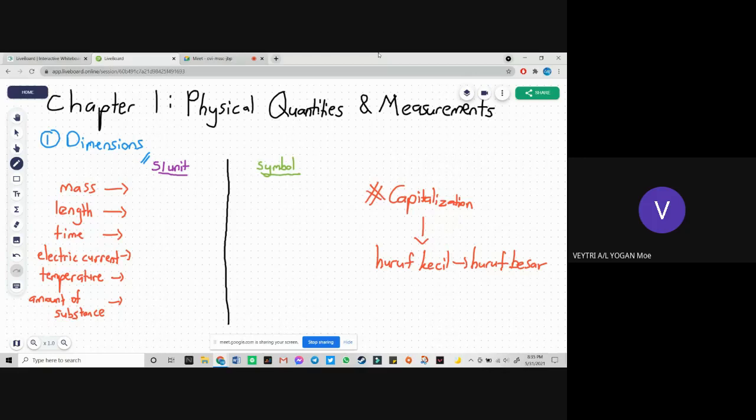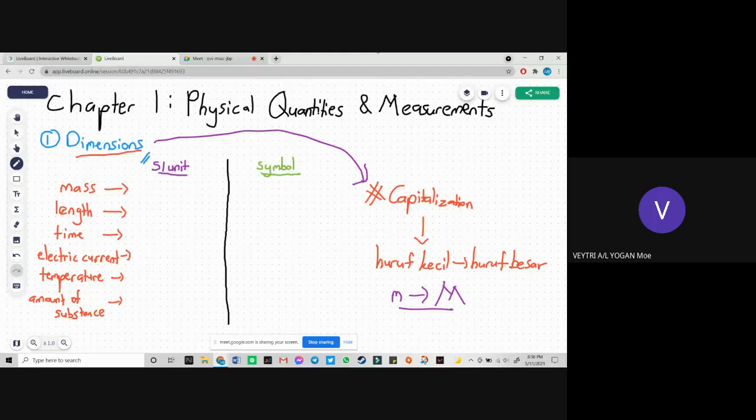Okay, let's start. Now, in physical quantities, the first thing you guys are going to learn is dimensions. Now, what is the basic concept? Yeah guys, if ada apa-apa, just stop me, okay? What is the basic concept of dimension? Dimension is not like 3D, 2D, 4D or whatsoever, no. The basic concept is actually capitalization. Capitalization, kalau dalam bahasa Melayu, kita cakap huruf kecil jadi huruf besar. Tapi untuk dimension, they work a little bit differently. Untuk dimension, let's say m, that will become M.